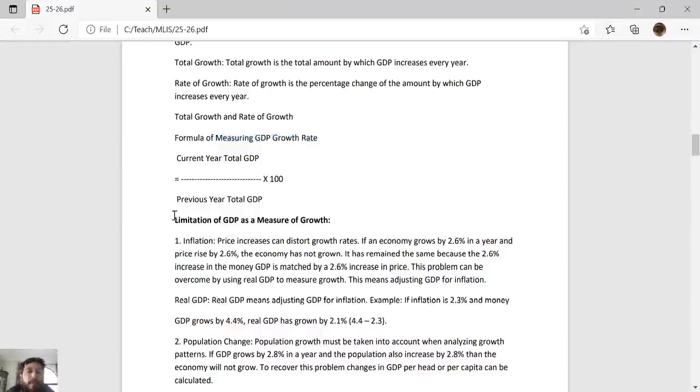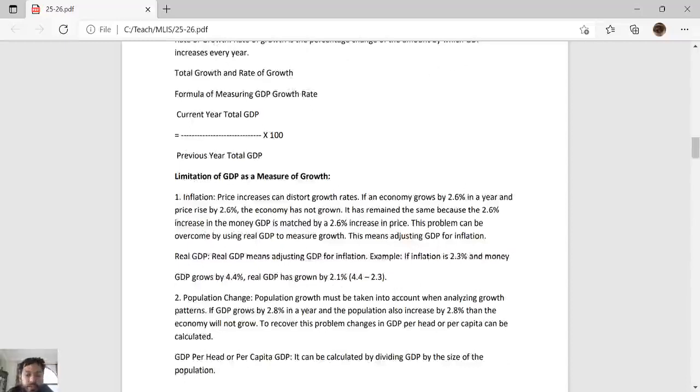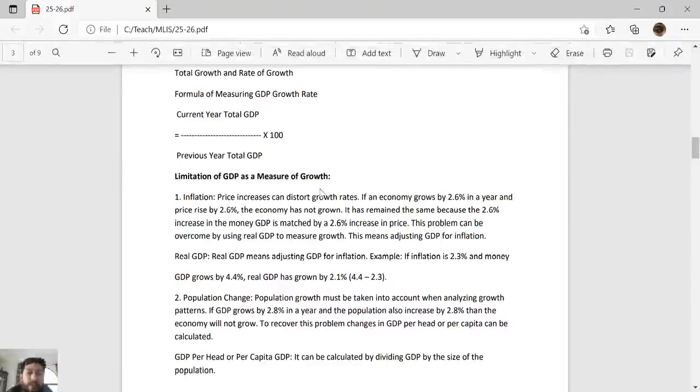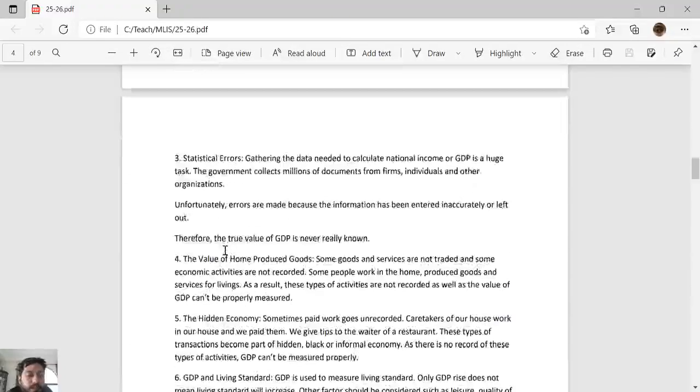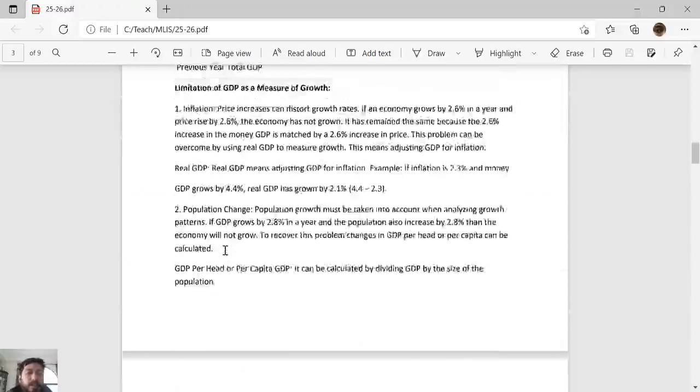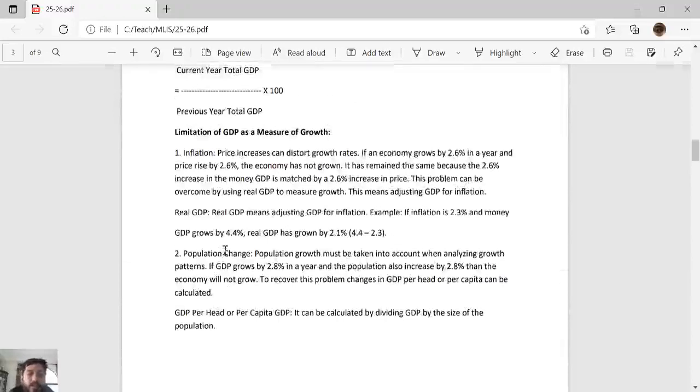So the next topic is the limitation of GDP. Time is almost over. Let's talk about the limitation of GDP. It's a very important topic, and it consists of around 6 points. Let's continue as far as we have time.